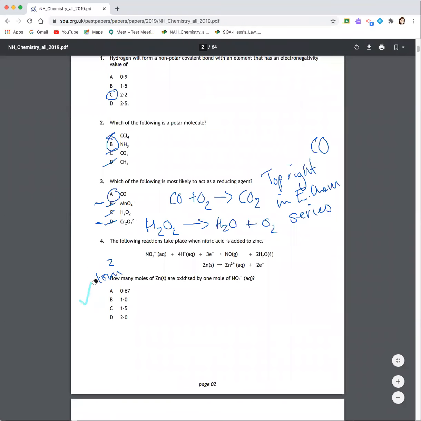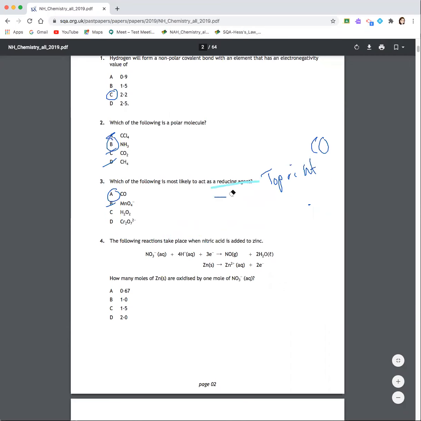Okay, and then question 4. So you're given 2 half-ion electron equations for this redox reaction, and it asks how many moles of zinc are oxidized by 1 mole of nitrate ions, sorry. So what you need to do here is write a balanced overall electron redox equation first, so that you get the stoichiometric molar ratio from the reaction.